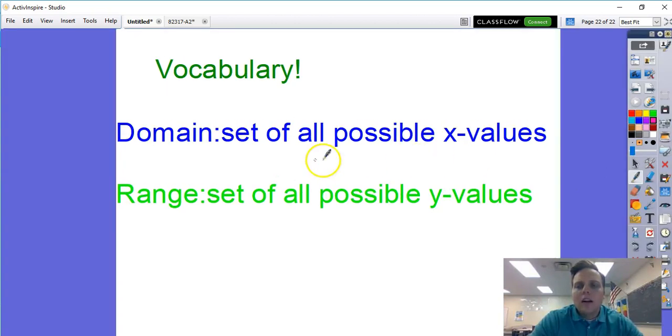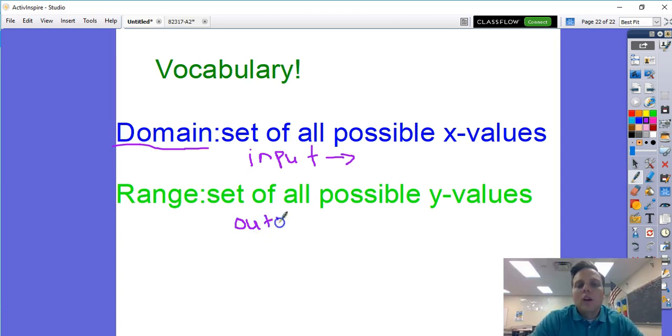But what I also want to talk about is this idea that domain is a set of all possible x values. So what are x values? Well, they're inputs, right? So that means domain is any number I could possibly input into a function. So I input a domain in, and then the range is the set of all possible y values. What else do we know y values are called? Output values. So then we know that the range is really the set of all possible output values.